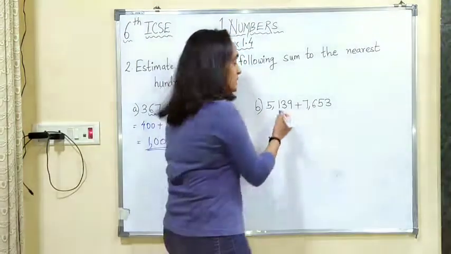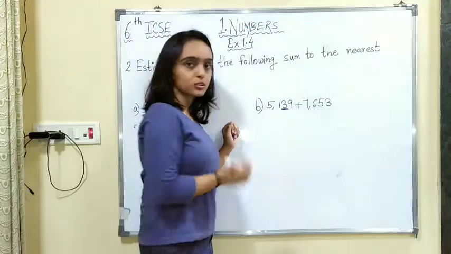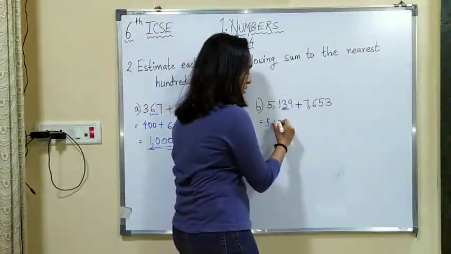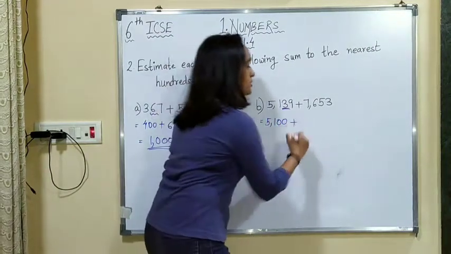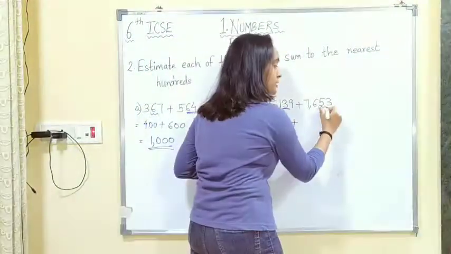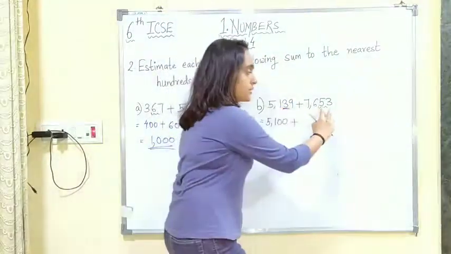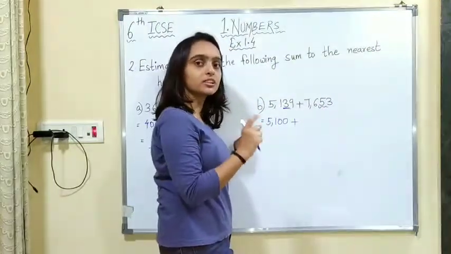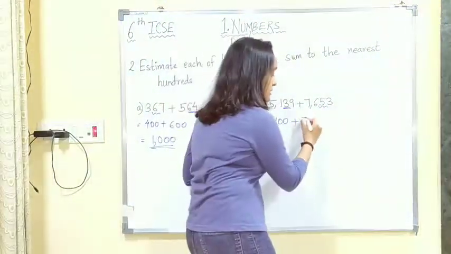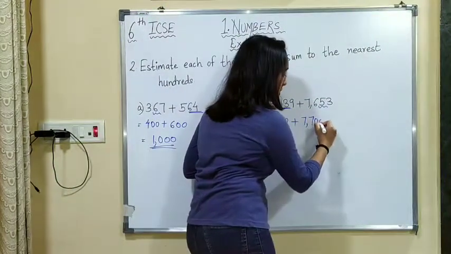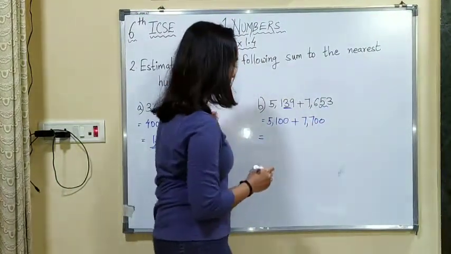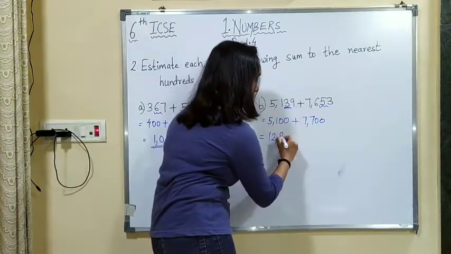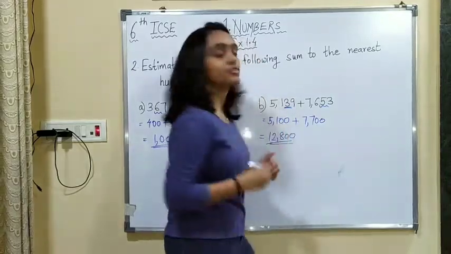For the second question, the digit at the tens place is 3. So we will just replace it by 0. So it will be 5100 plus, here the digit at the tens place is 5. So we will replace the digit at the tens place and units place by 0 and add 1 to the digit at the hundreds place. So it will be 7700. Now we will just add the numbers. So it will give you 5 plus 3 is 12. 12,800. This will be your final answer.